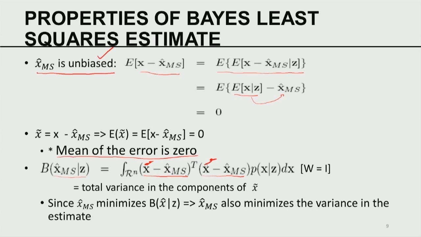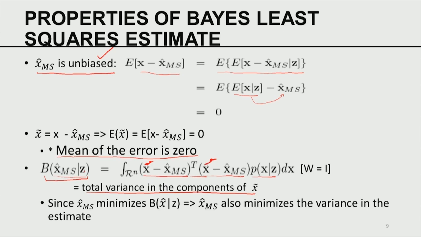This is the sum of the squared error in the Bayesian estimate. I am trying to integrate this with the conditional density, the posterior density with respect to x. I have assumed W is I, but so what is this? This is the random variable minus the mean, transpose times random variable minus the mean. So that is the total variance in the components of x tilde. Therefore, the conditional Bayesian cost function is equal to the total variance.